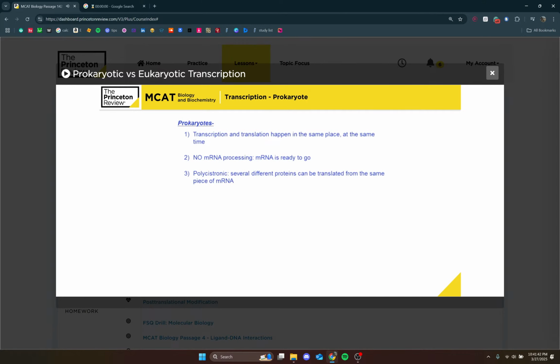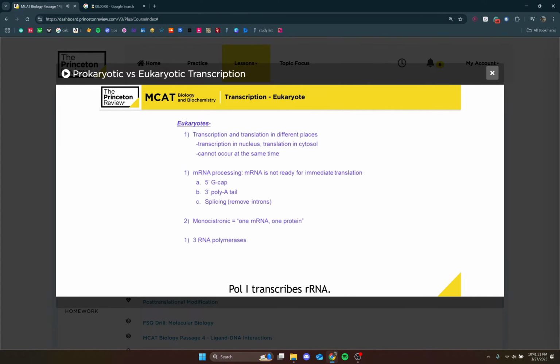Lastly, prokaryotes use a single RNA polymerase. They have 3 or more different DNA polymerases, but they only have a single RNA polymerase. While eukaryotes have 3 different RNA polymerases, RNA Pol1, Pol2, and Pol3. Pol1 transcribes rRNA, Pol2 transcribes mRNA, and Pol3 transcribes tRNA. And you can remember this, because these names, Pol1, Pol2, and Pol3, are pretty much meaningless. They are empty. Pol1 for rRNA, Pol2 for mRNA, and Pol3 for tRNA.